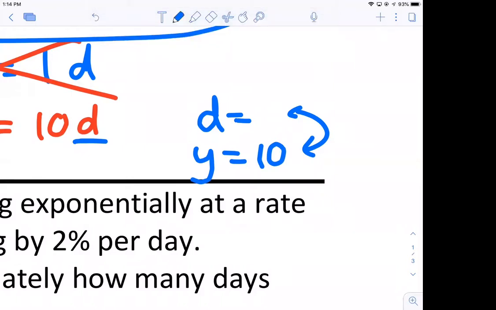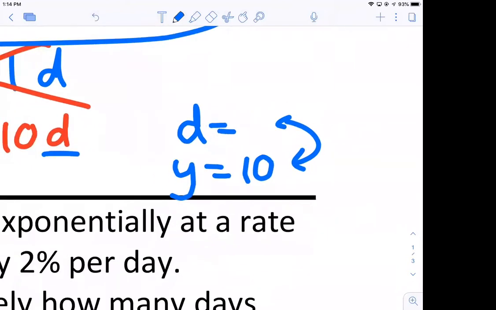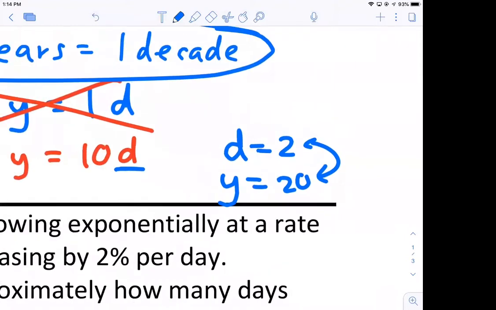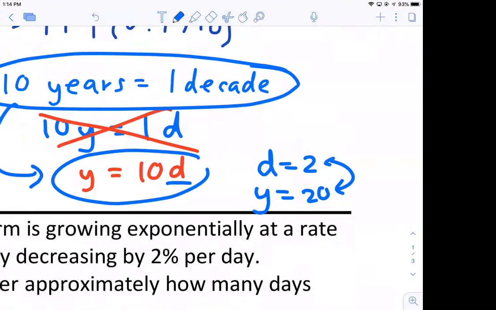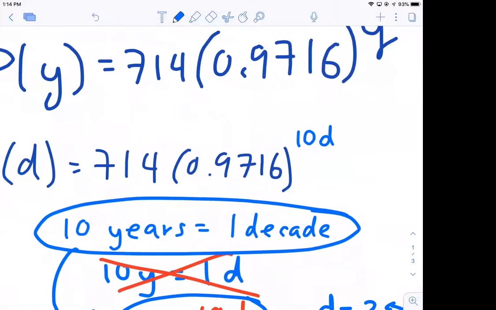Can you clarify why this reversal works? All right, kinda, I'll take kinda for now, right? If d equals 2, then y equals 20, right? 2 decades is 20 years. So that's gonna be that, and there we go.